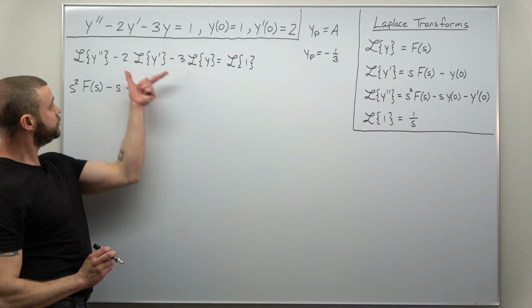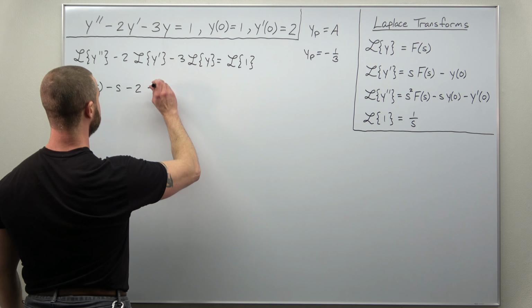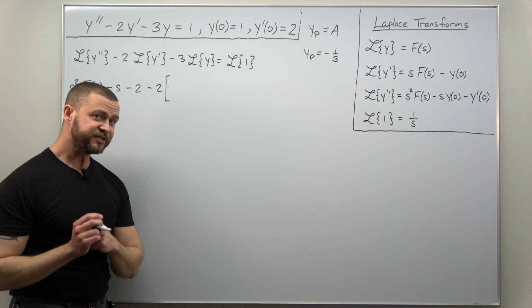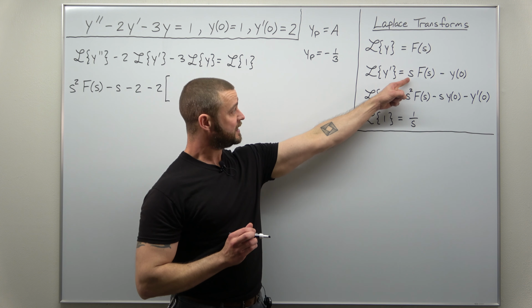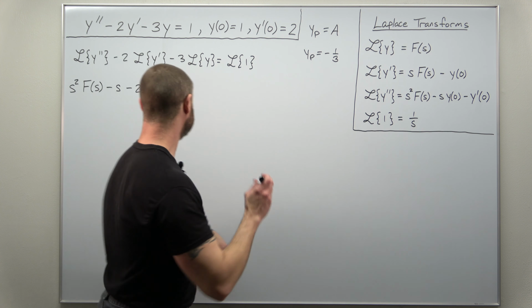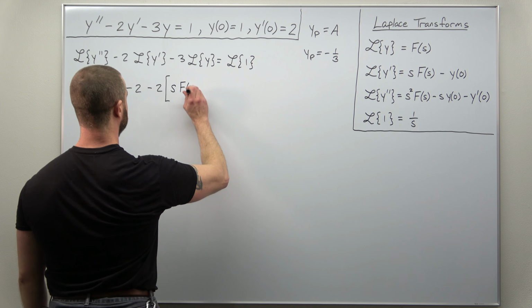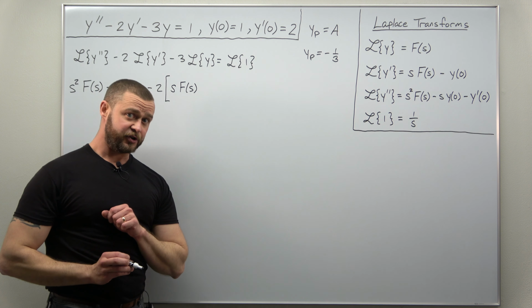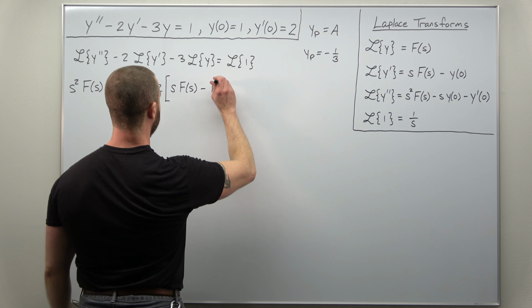All right, now we go to the transform of the first derivative. We have a negative 2 out front. Use parentheses, and your transform of the first derivative, that is s times F of s. And then minus your function initial condition, which is 1, so minus 1.